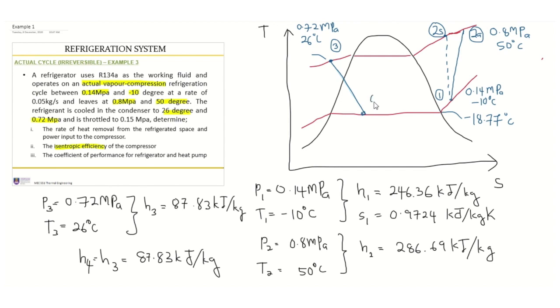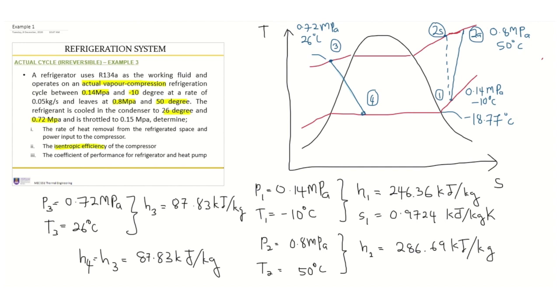This one is state number 4. State number 4 always occurs in the mixture region. Okay, mixture region, or we can call it a low quality because of the mixture. Low quality meaning you have two phases there, liquid plus vapor.